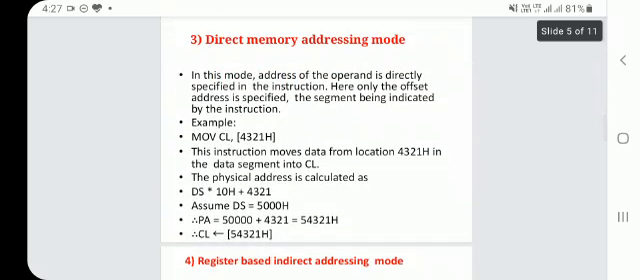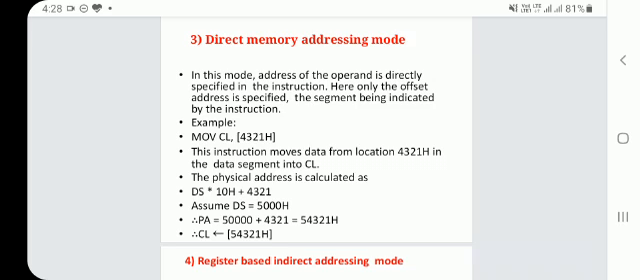The next one is direct memory addressing mode. In this mode, the address of the operand is directly specified in the instruction. Here only the offset address is specified, the segment being indicated by the instruction. For example, MOV CL, [4321H]. Now you can see that the offset address is specified in square brackets. So whenever we write the offset address, we have to use square brackets. The instruction moves data from the location in the data segment into the count register.